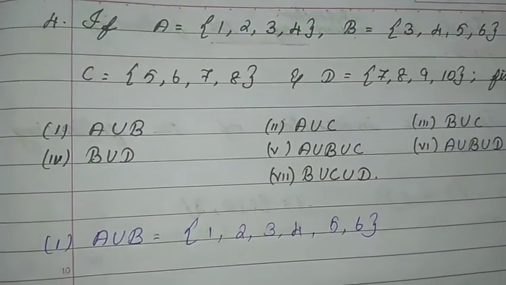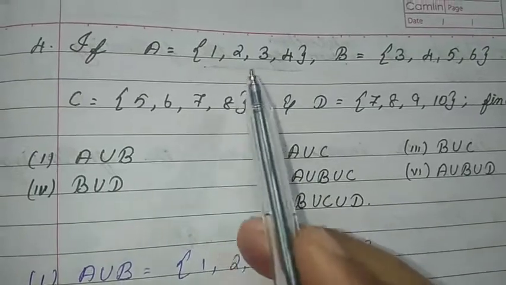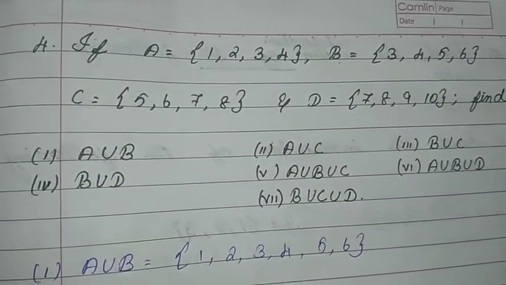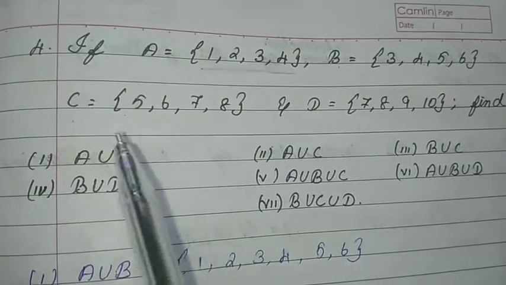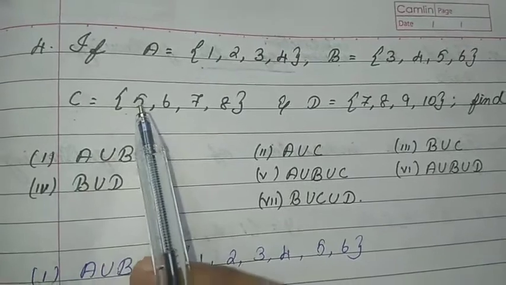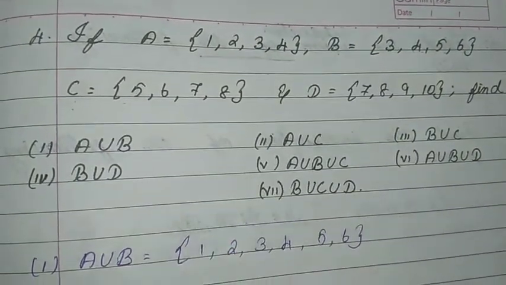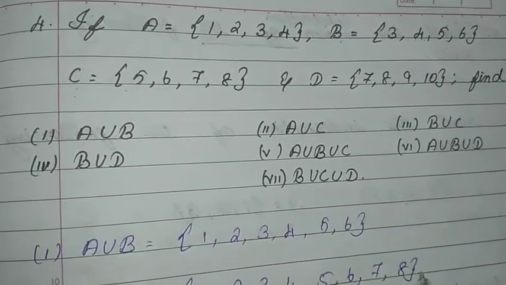Next subdivision, A union C. For this also the same thing. I will write all the elements that are present in A: 1, 2, 3, 4. Then I will move on to C. Now I don't have any common elements, so I have to write all: 5, 6, 7 and 8.